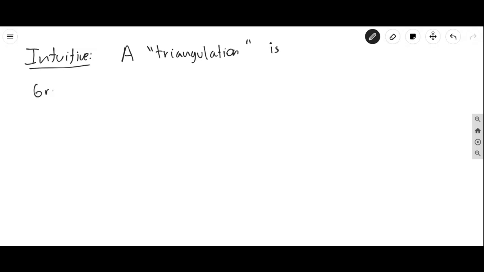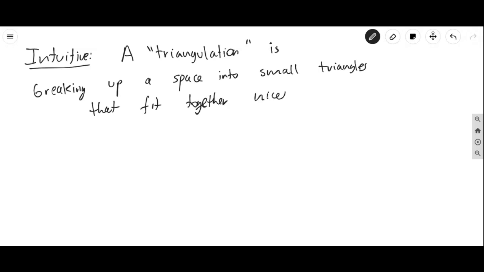Now, the idea of a triangulation, so intuitively, a triangulation is breaking up a space into small triangles that fit together nicely. Triangulations are actually used in graphics, computer visualization. A computer does not actually draw a curve. It just draws lines, and it draws polygons, polyhedrons, things like that. And it just puts them together with straight lines. And if you have a lot of them, you can create this illusion that you have this nice smooth surface that is curved and all of that.